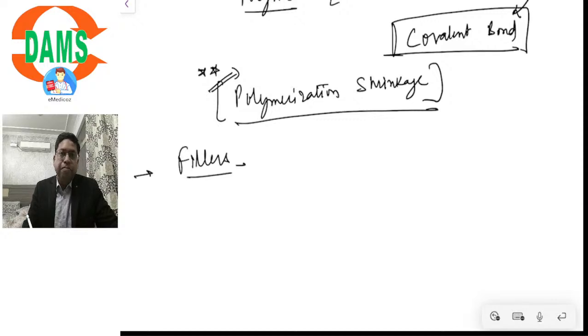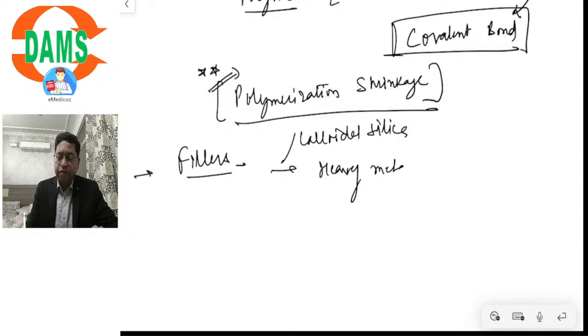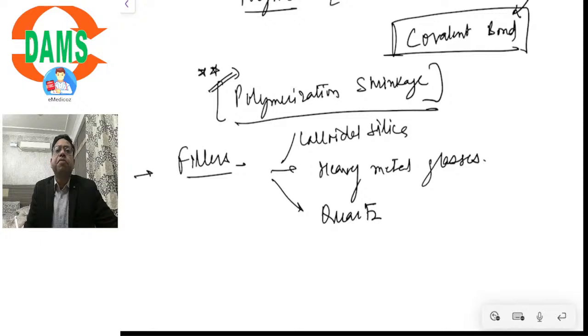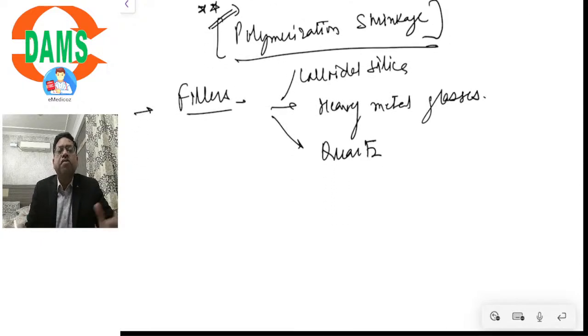Now let us see what fillers are present. These fillers are basically inorganic particles like colloidal silica and heavy metal glasses, such as barium, zirconium and strontium, as small particles. Sometimes in the traditional composites, quartz particles have been added. These are the inorganic particles which are added. Now, what is the need to add fillers to the organic materials? These fillers enhance the mechanical properties.